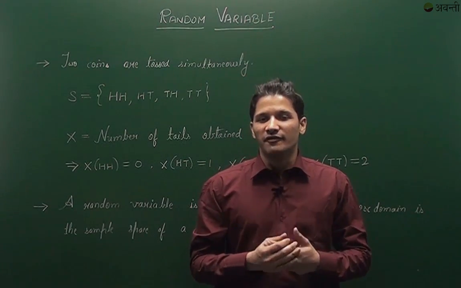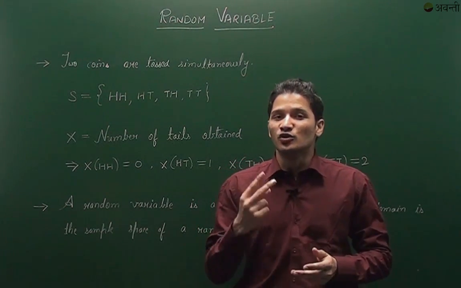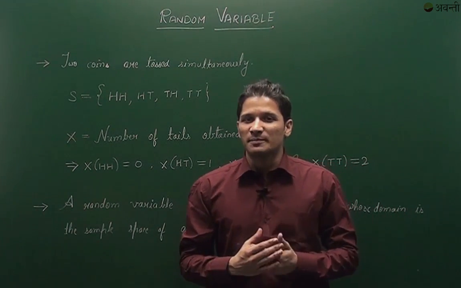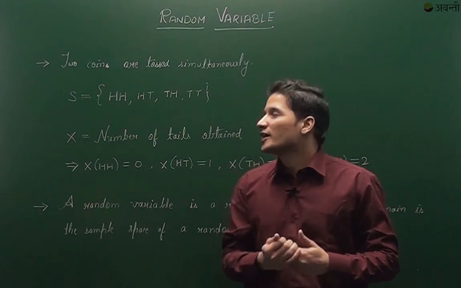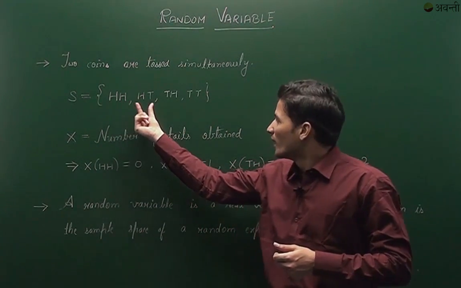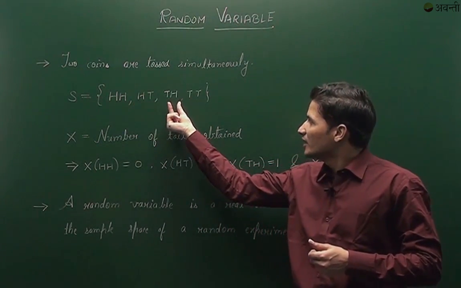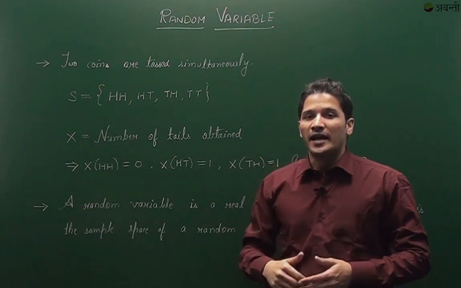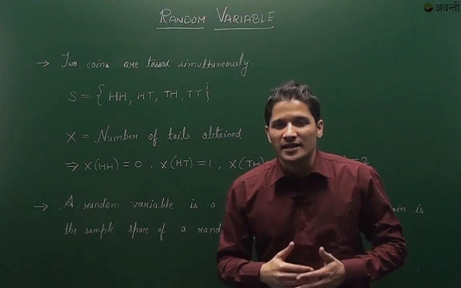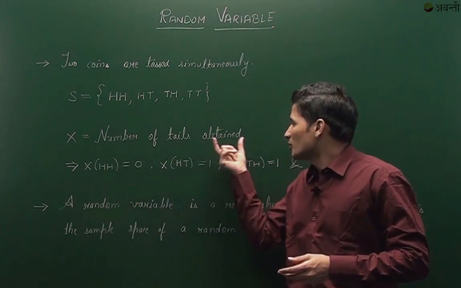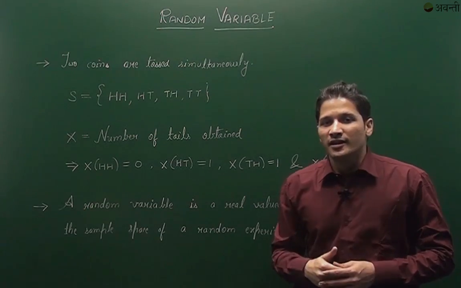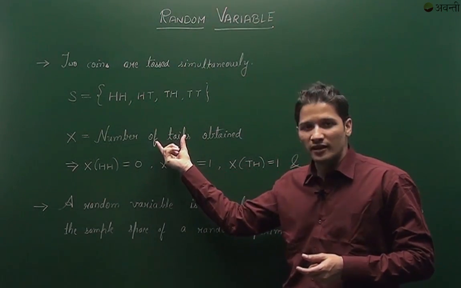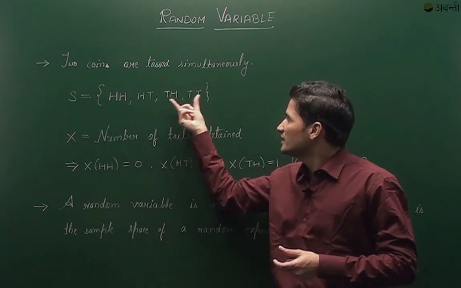For example, if we perform an experiment in which we toss two coins simultaneously, the outcomes in the sample space are either two heads, one head and one tail, or one tail and one head, or two tails. At this point we'll define a random variable x such that x is the number of tails obtained. So we have to count the number of tails in each of these outcomes.